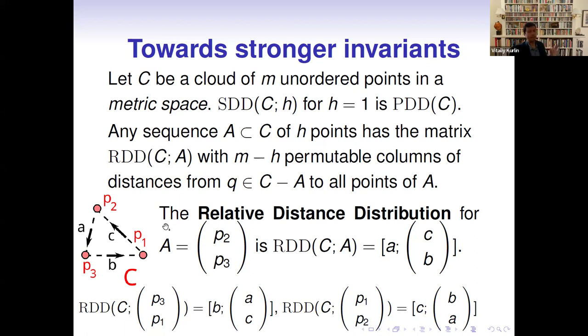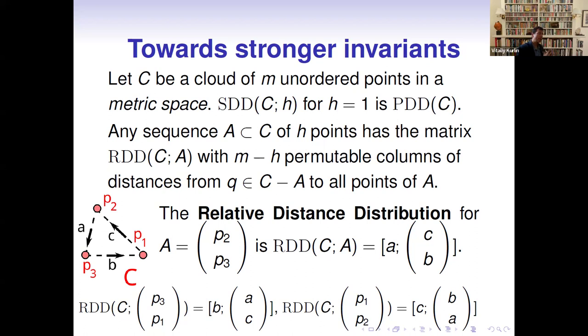So we fix a subset A, which should be an ordered sequence of points. Previously it was a single point, but now let's fix two points, say P2, P3 on this triangle example. For a fixed subset P2, P3, we can write down, first of all, the distance between them, which is A, right? But also we can write down distances from any other point to these fixed points. So in this case, it will be C and B. In that case it's one column, but generally it's a matrix with two rows and M minus two columns. We call this the relative distance distribution.